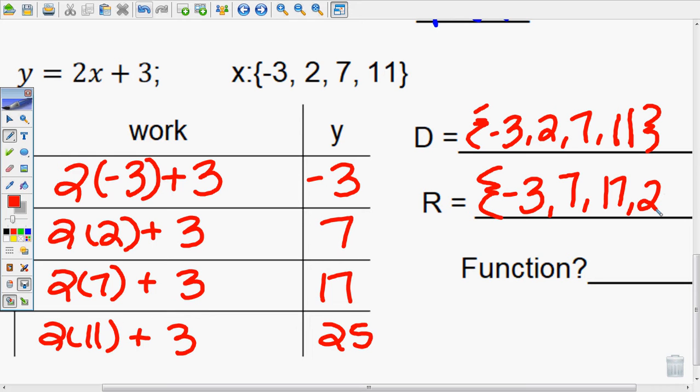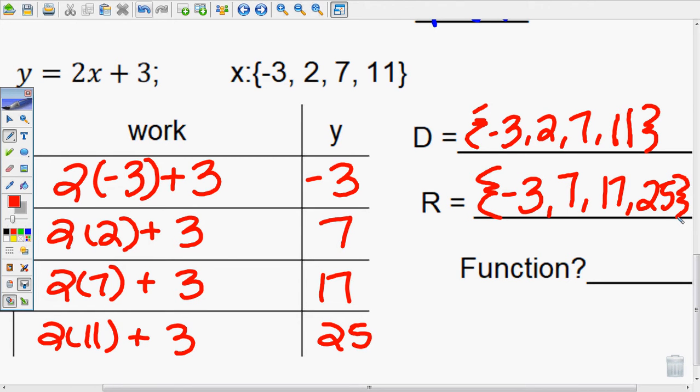17, 25. Perfect. So like on tests and stuff, will you take off if we don't do the brackets? No, if we just write it out, that's it. I'll be okay. I'll survive. Okay. Yes, it's a function.